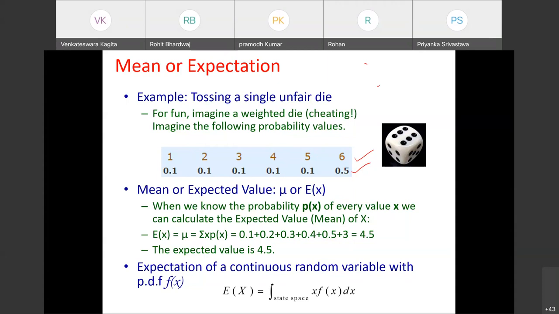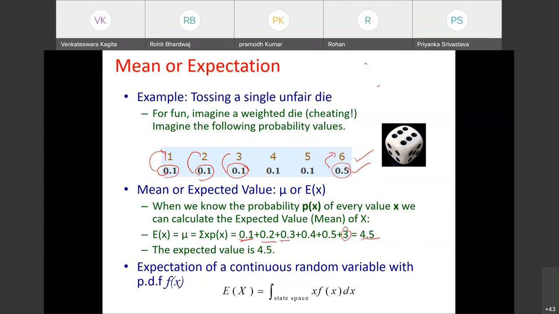So now, what is the mean value according to this distribution? When we know the probability p of x for every value of x, we can calculate the expected value, or mean value, like this. We multiply the probability with the corresponding value: 0.1 times 1 is 0.1, 0.1 times 2 is 0.2, 0.1 times 3 is 0.3, and so on, and 0.5 times 6 is 3. So what is the average value? 4.5. So the expected value is 4.5. This is how you can measure the expected value according to the distribution given to us.